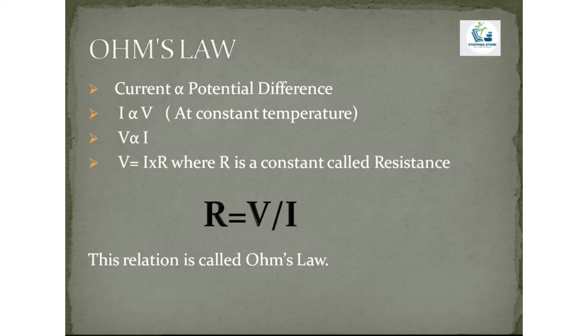So we can write V is proportional to I. If we remove this proportionality, we have to introduce a constant term. So we can write V is equal to I into R, where R is a constant called resistance. From this we get R is equal to V by I. This relation between potential difference and current is called Ohm's law.